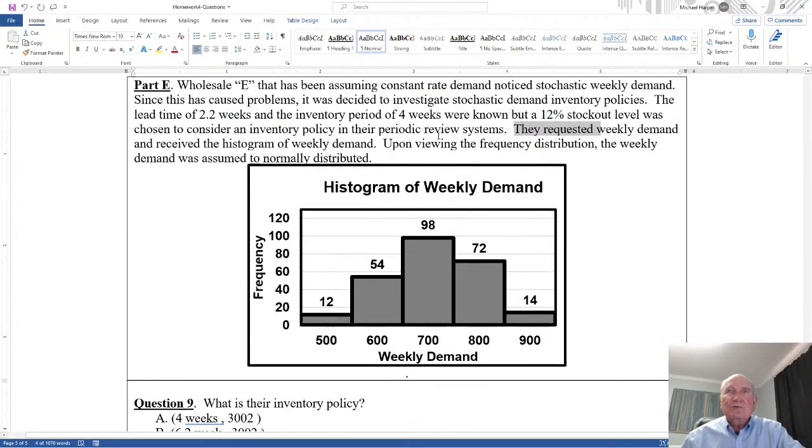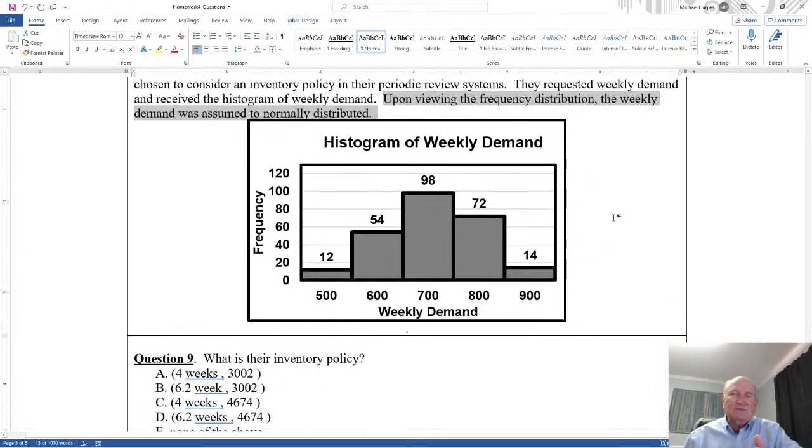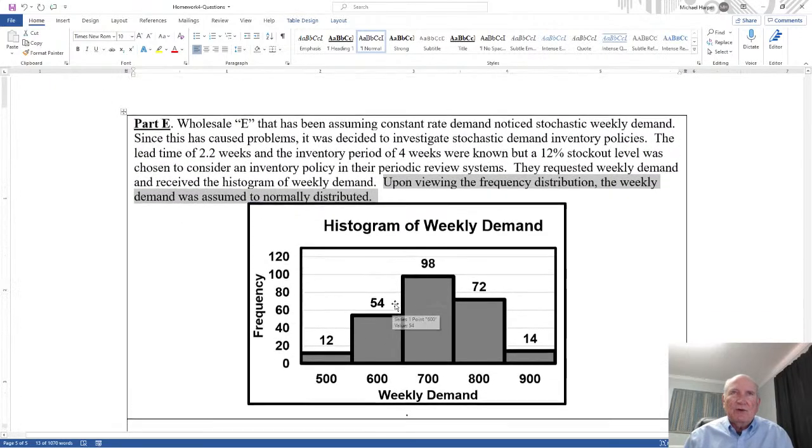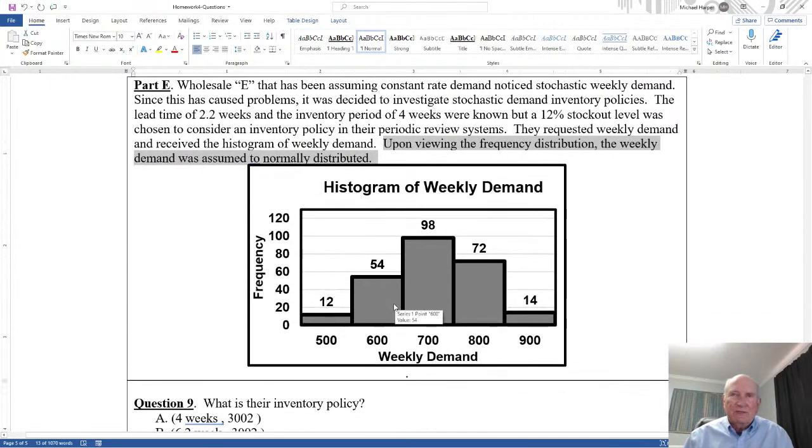They requested weekly demand and received the histogram of weekly demand. Upon reviewing the frequency distribution, the weekly demand was assumed to be normally distributed. Well, it's symmetric and it's normally distributed. That's definitely close enough. So the assumption is reasonable.